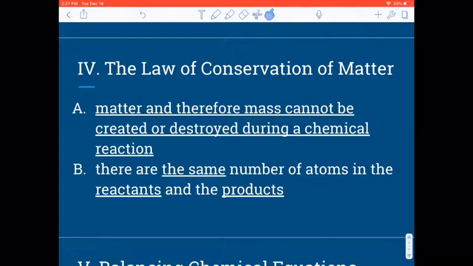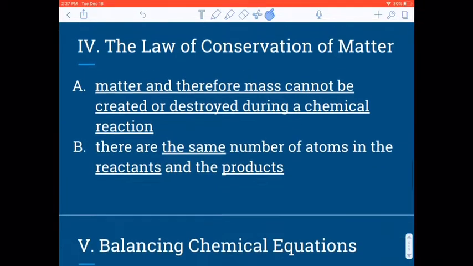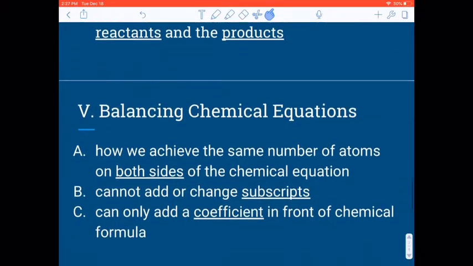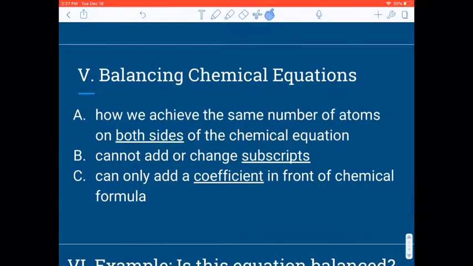The atoms on the reactant side of the equation are just rearranging to form products. So the same number of atoms on the left need to be the same as the ones on the right, just organized differently. In order to show that mass has been conserved, we balance chemical equations. It's the way that we make sure that the atoms are the same on both sides.